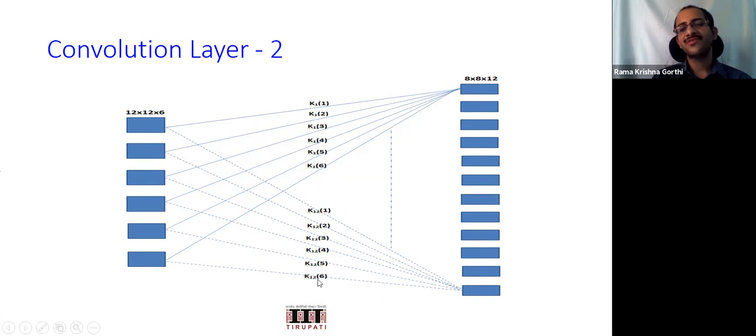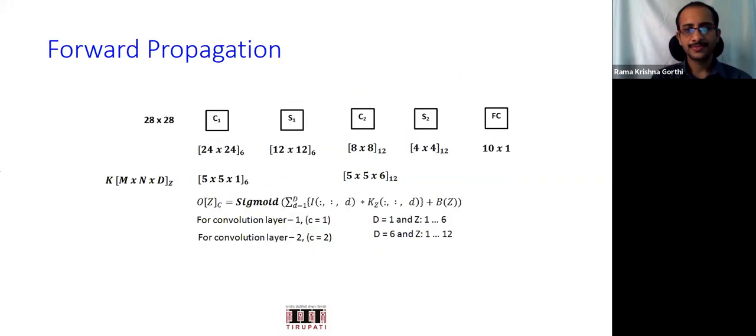You can also have a visualization of this sort, where for connecting the 6 maps to 12 maps, you need kernels of 5 cross 5 cross 6, into 12. So that can also be visualized in this way. This is just another way of looking at the kernel representation from multiple input maps to multiple output maps.